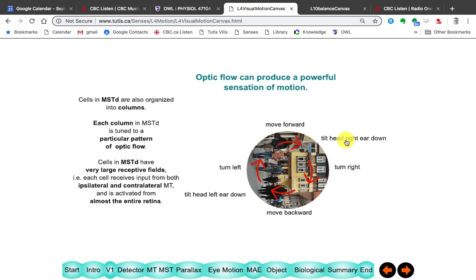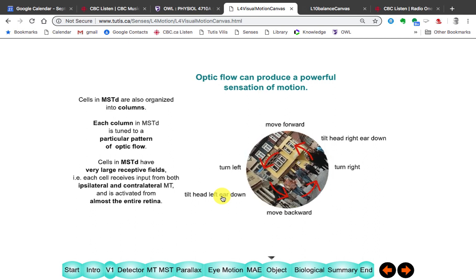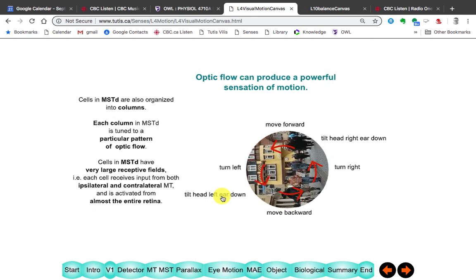And you can imagine you could be going in hundreds of different directions, and each one would create its own pattern. And again, MT plus or MSTD is composed of different columns, and within each of these columns, cells are sensitive to a particular direction. So when one column lights up, you sense that you're going in one direction. Let's say in this direction. Another column would light up for any of these other directions that I described.